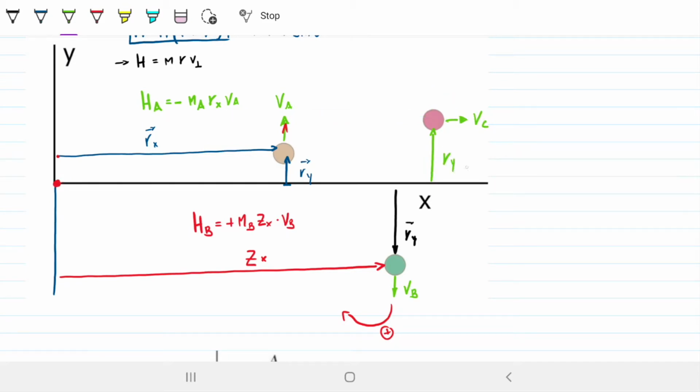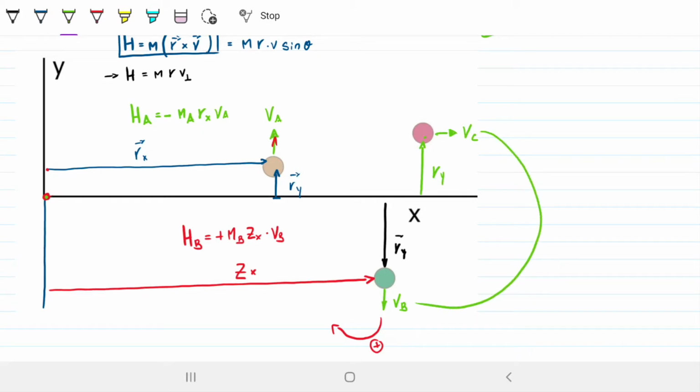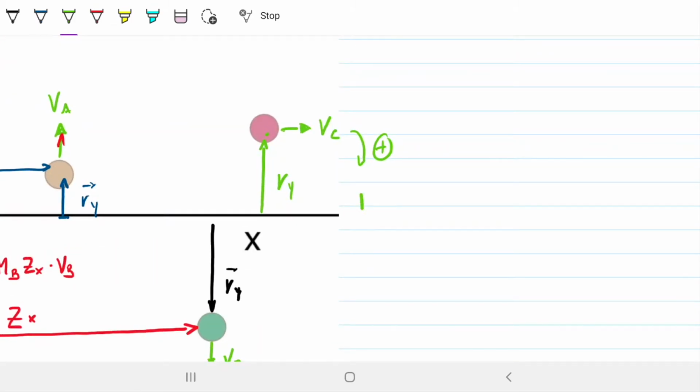We're interested in this one here, Ry. And this Ry, you can see hopefully that if this is a string holding C and the velocity is going that way, then it's going to spin that way. And then again, we said that this way here is positive. This means that my angular momentum regarding C will be positive, mass of C, Ry times the velocity C.